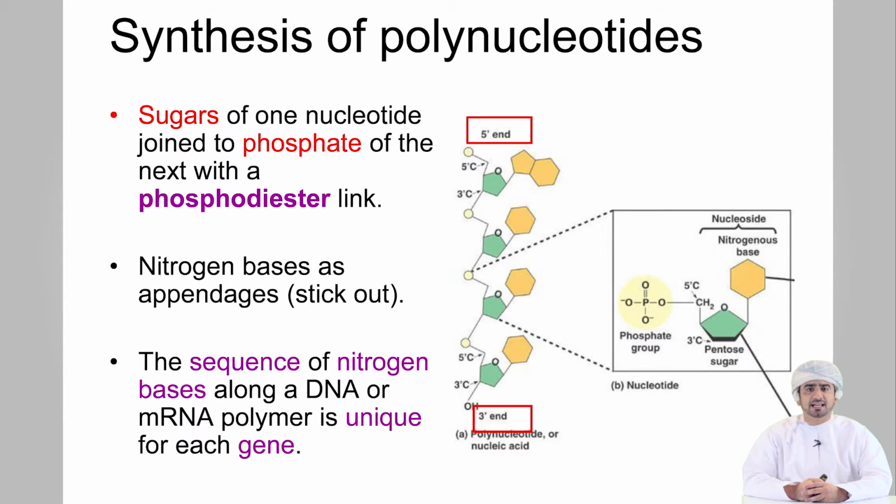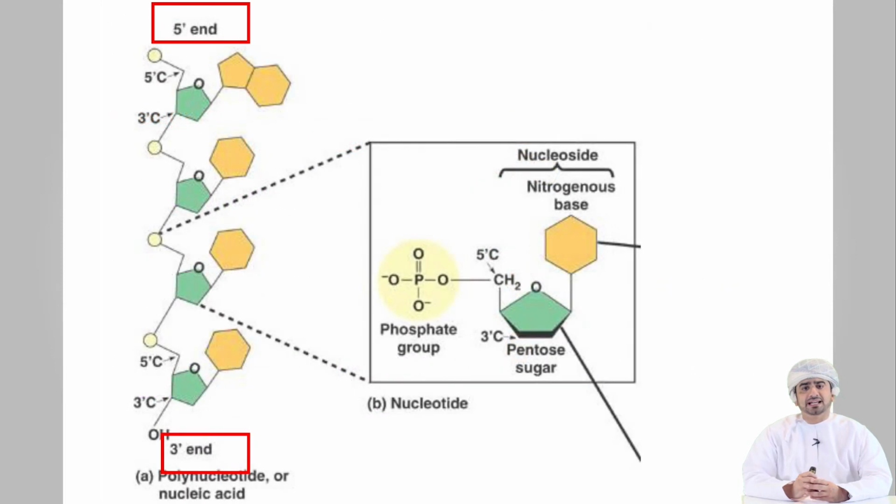This is basically a condensation or dehydration reaction, and as you see from the figure on the right, the nitrogen base is always sticking out from this phosphate sugar backbone, and it is the sequence of nitrogen bases along the DNA molecule that gives the mRNA or the gene its unique features or unique sequence.